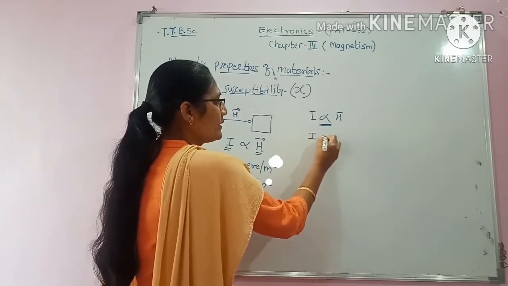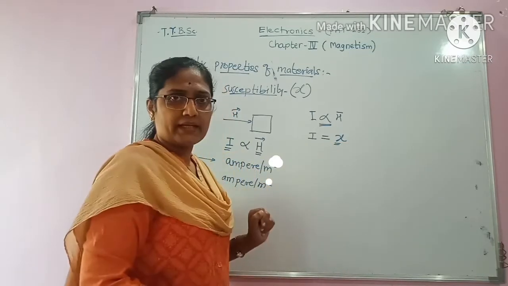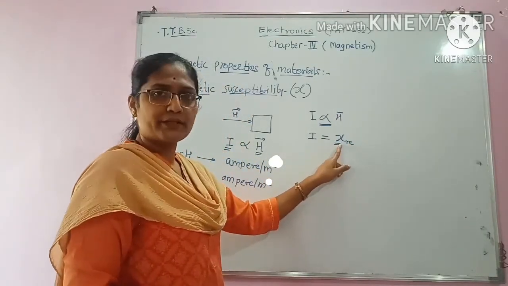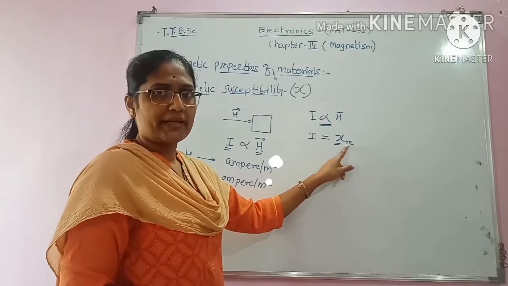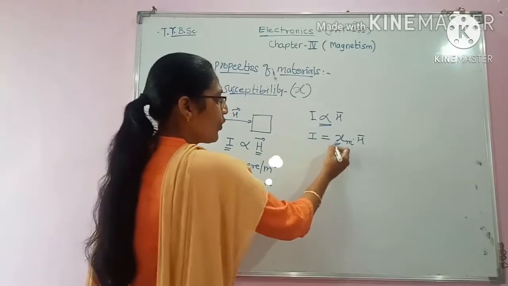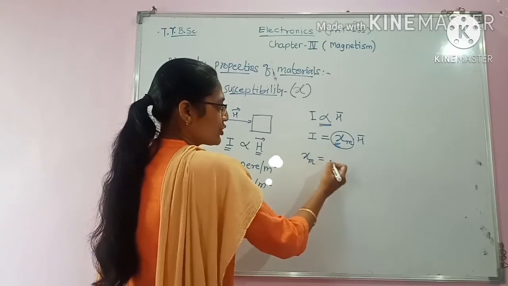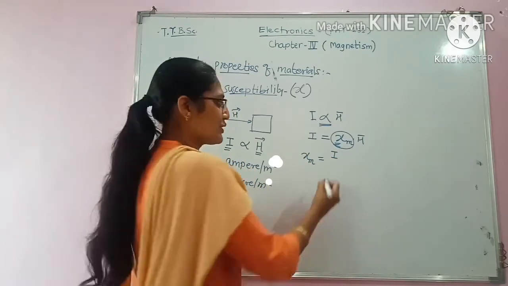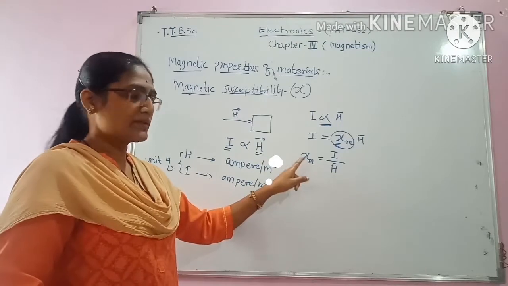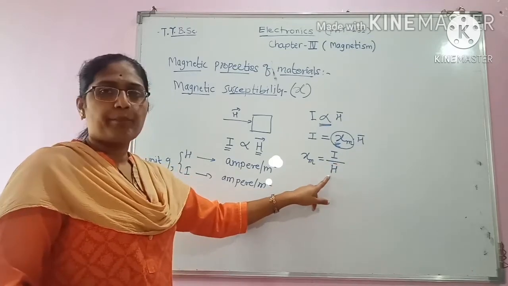When we see I is directly proportional to H, and when we replace this proportionality sign with an equal sign, then this gives rise to one constant, and that is called chi. Sometimes it is called magnetic susceptibility, denoted chi m, so I equals chi m into H. And chi m, that is magnetic susceptibility, is the ratio of intensity of magnetization to the applied magnetic field.